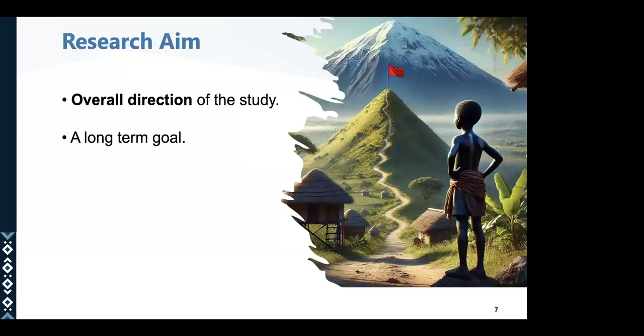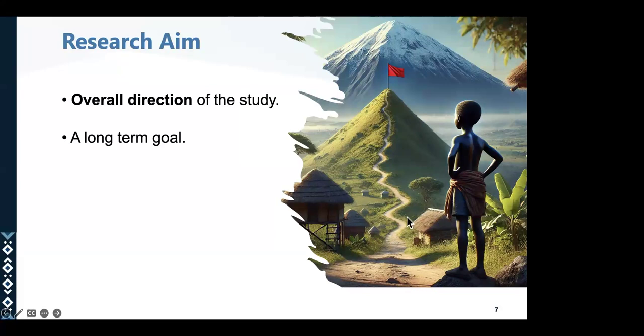What do we mean by research aim? The aim is actually the direction of your study. So it is a long-term goal. It is a goal that will be achieved not only through your research, but several other questions might be answered to really reach the goal.